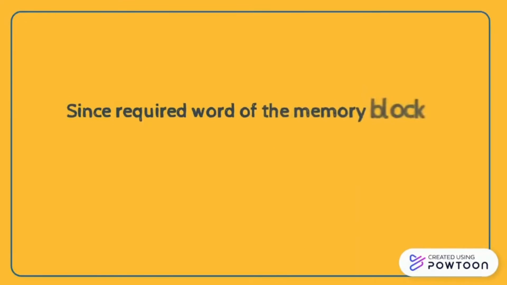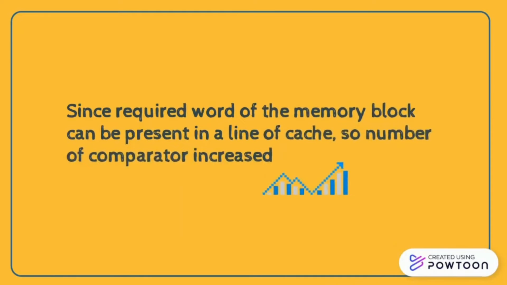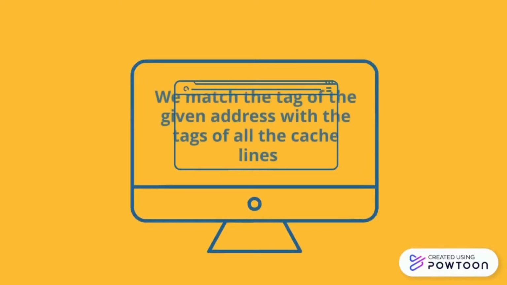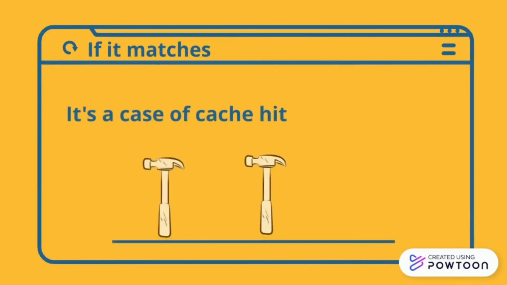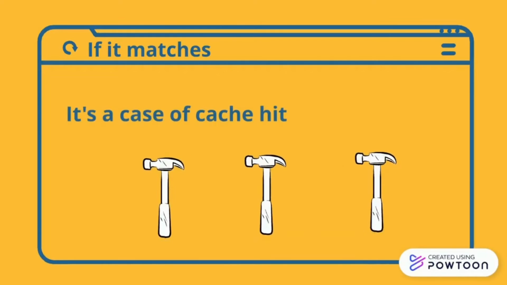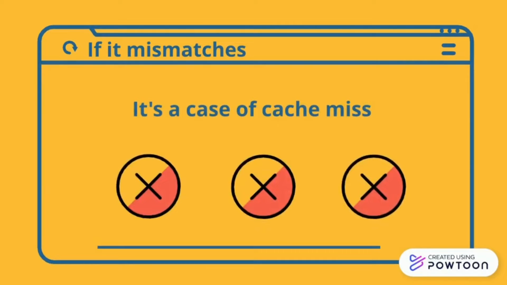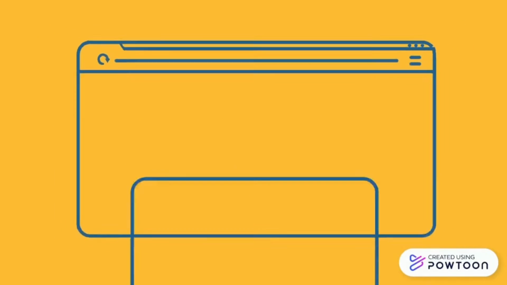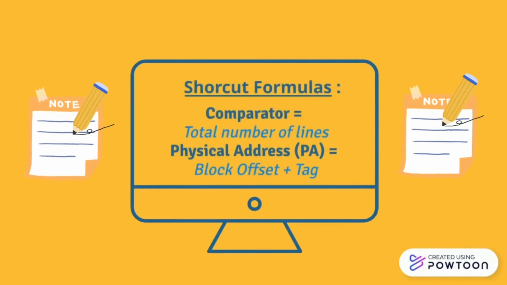Since the required word of the memory block can be present in a line of cache, the number of comparators is increased. If you match the tag of the given address with the tags of all the cache lines, then it is a case of cache hit. Or else, it is a case of cache miss. So the shortcut formula is: the number of comparators is equal to the total number of lines, and the physical address is equal to the block offset plus the tag.